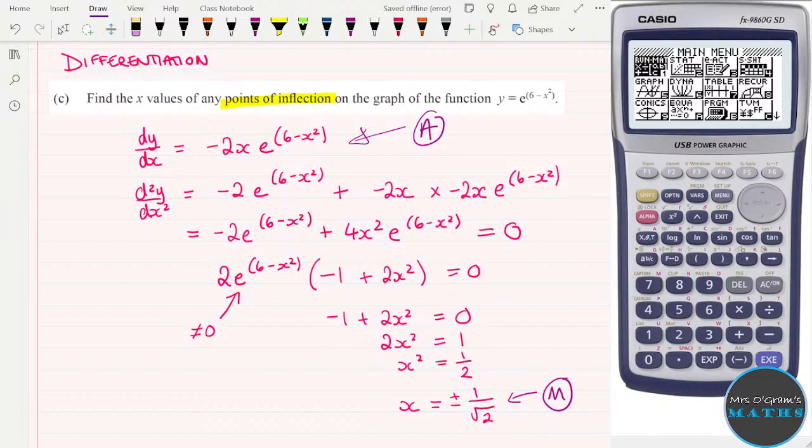Okay, all right, let me just load up the integration question.